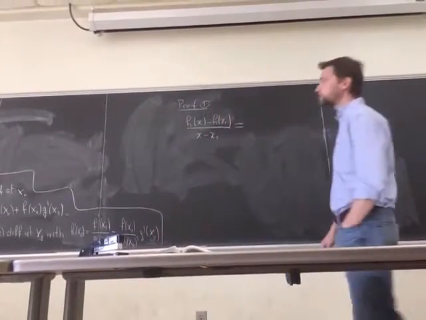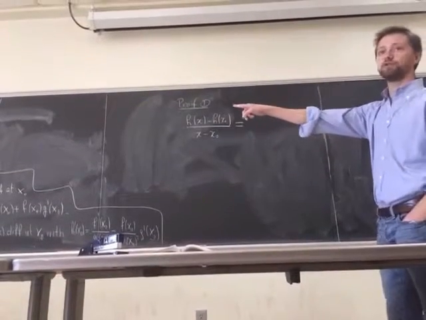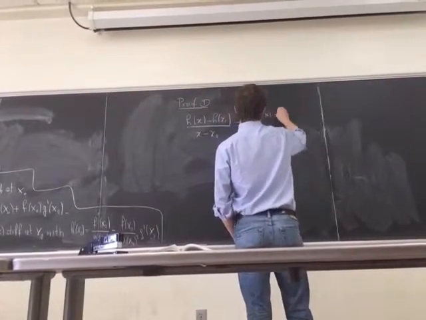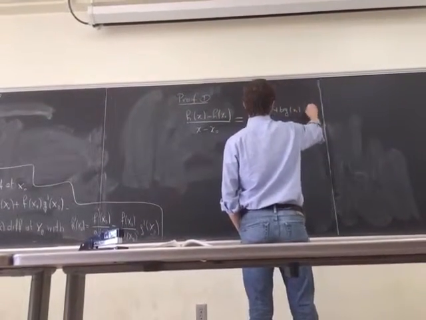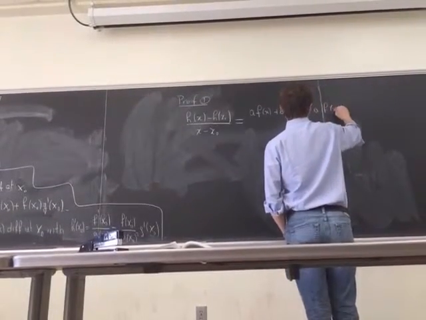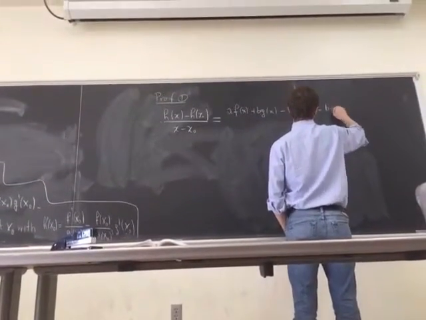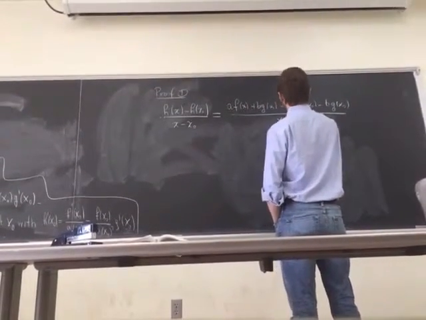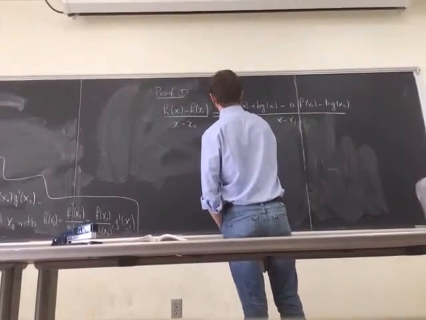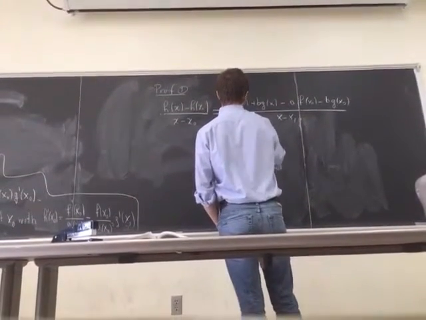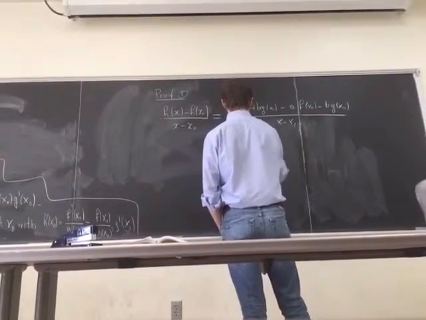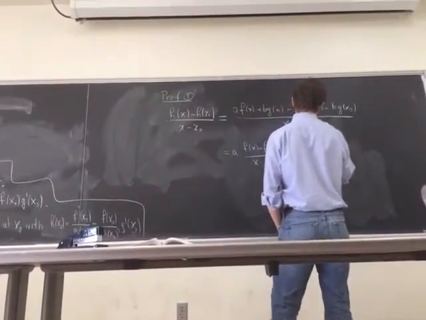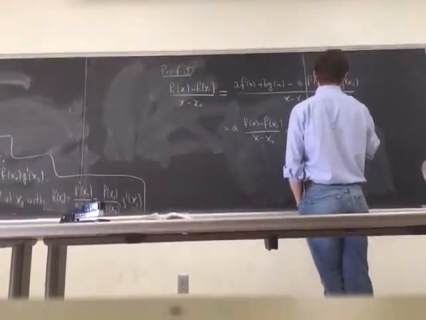So the proof of one, you just write down the definition of h. And then you just get a f of x plus b g of x minus a f of x naught minus b g of x naught, divided by x minus x naught. So you just rearrange the terms. What is written here is actually equal to a times the incremental ratio of f plus b times the incremental ratio of g.